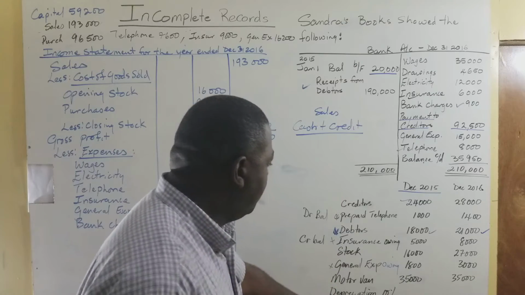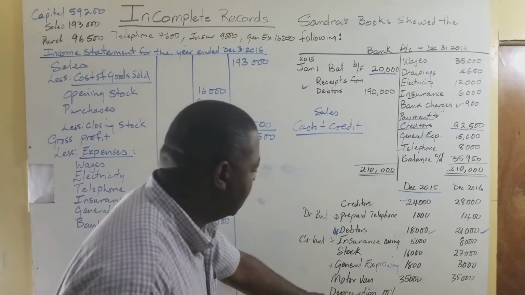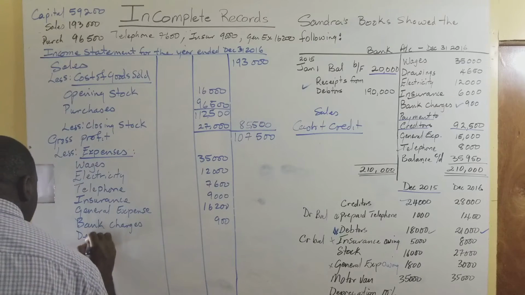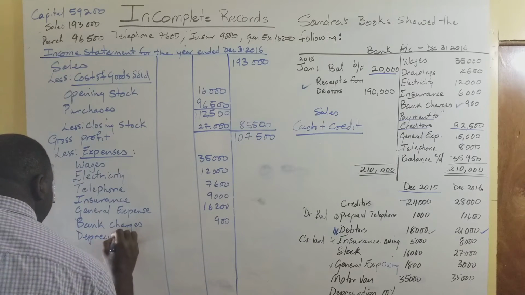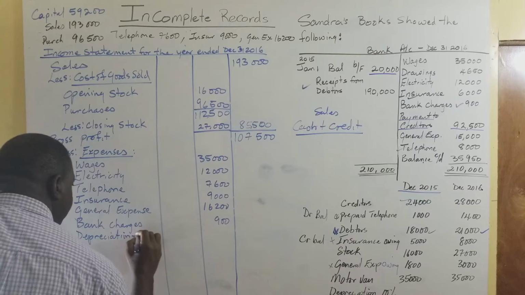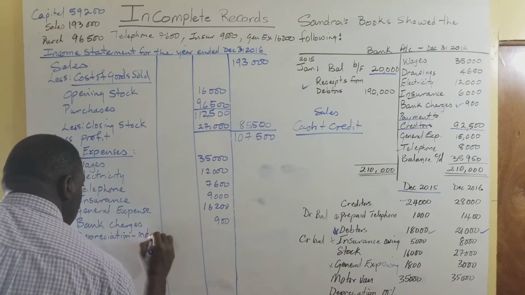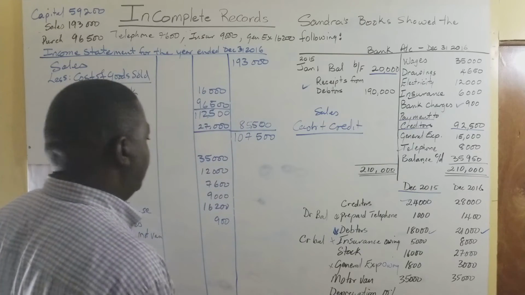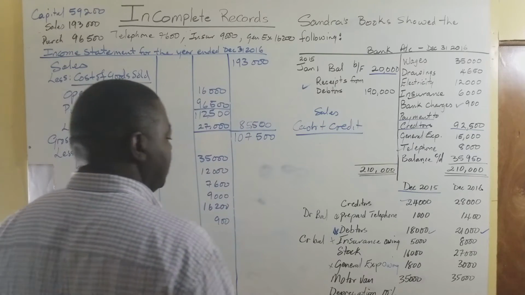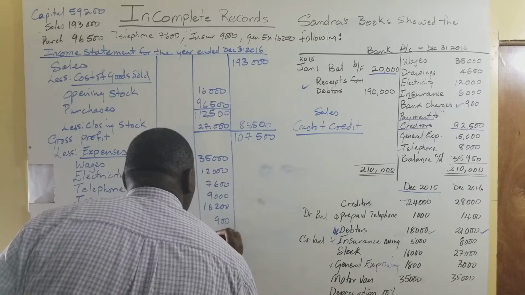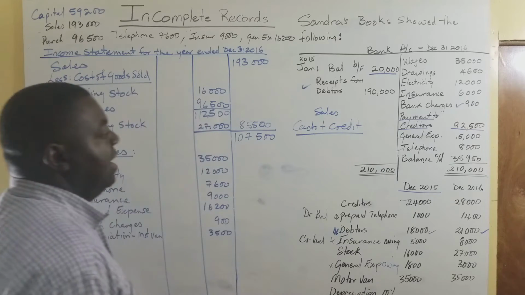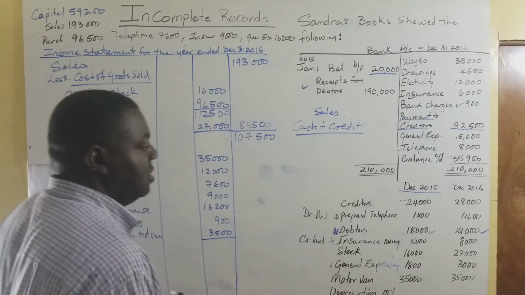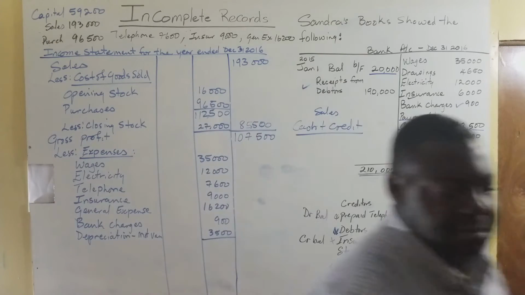We would have had depreciation. Depreciation is 10% of the motor van. So we're going to have depreciation of motor van. 10% of the 35,000 is going to give us 3,500. All right. So at this time, we're going to total our expenses to determine our net profit.